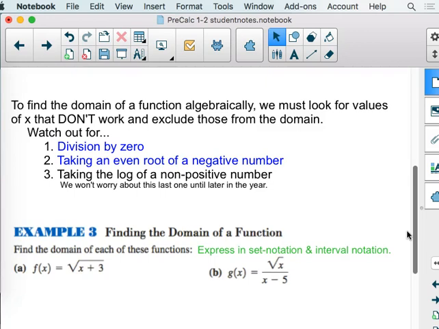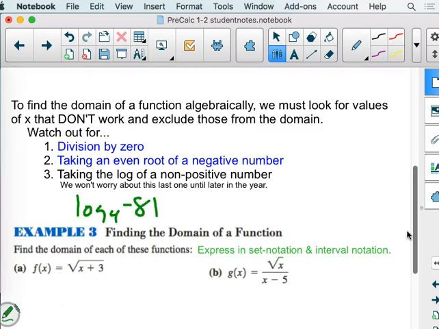And then notice these are in blue because those are the ones we're going to focus on. In the black here, it says taking the logarithm of a non-positive number, and then it says we're not going to worry about this until later in the year. But I do want to show you this so you can remember why this is happening the way that it is. Let's say we're asked to evaluate the logarithm base 4 of negative 81.